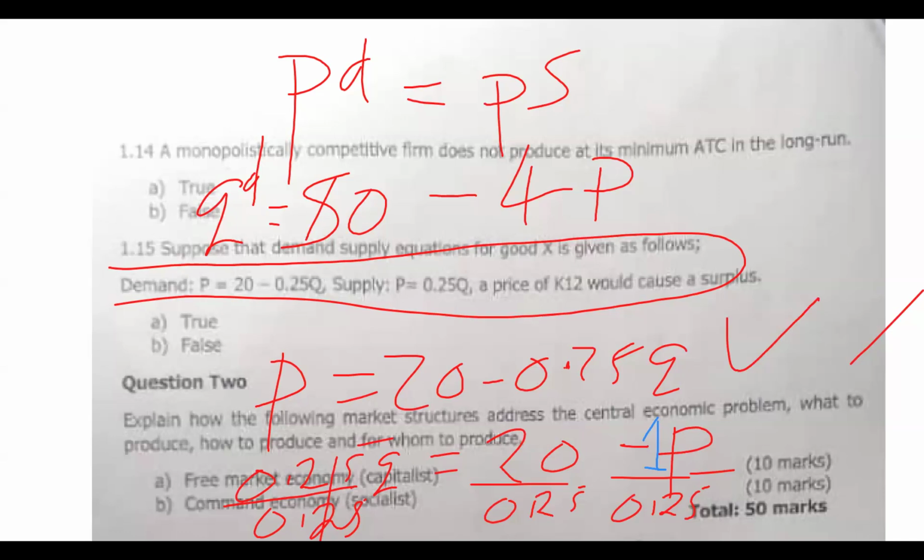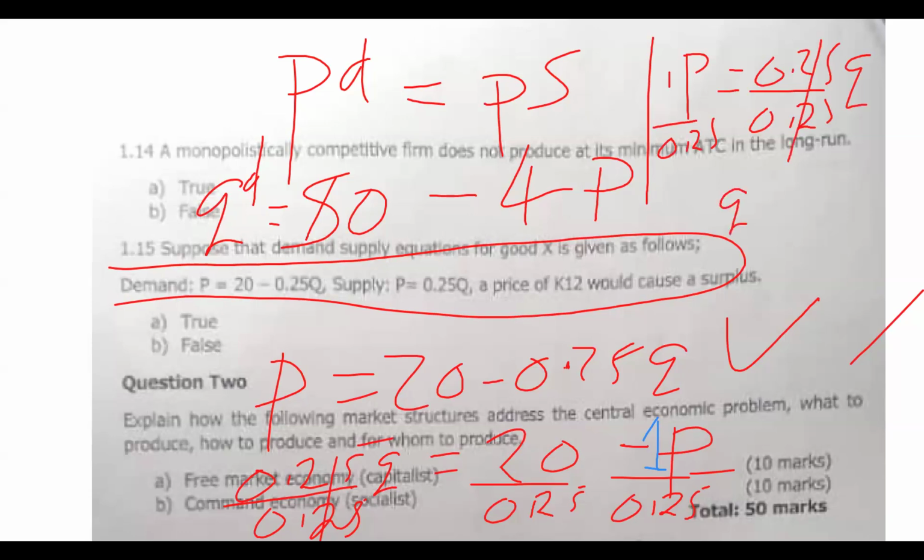Let's invert the supply one. It should be easier. The supply one says P is equal to 0.25 Q. You want Q the subject of the formula, so you divide through by 0.25. There is a 1 here. So Q is equal to what? 4P. Yeah, it is 4P. So now this is an ordinary supply function.